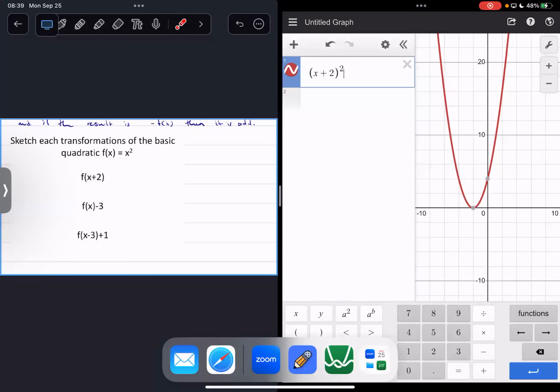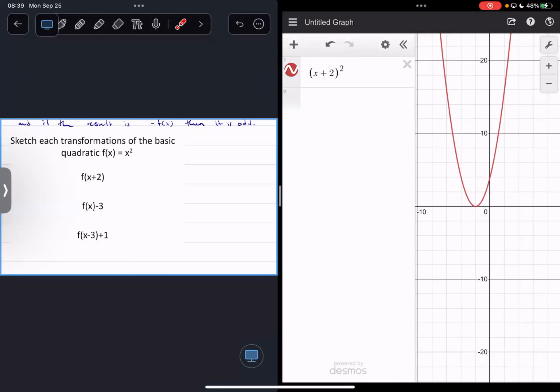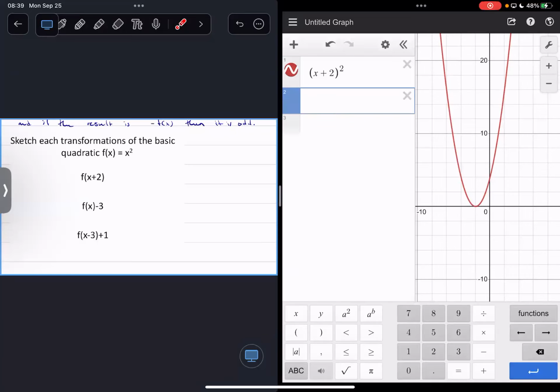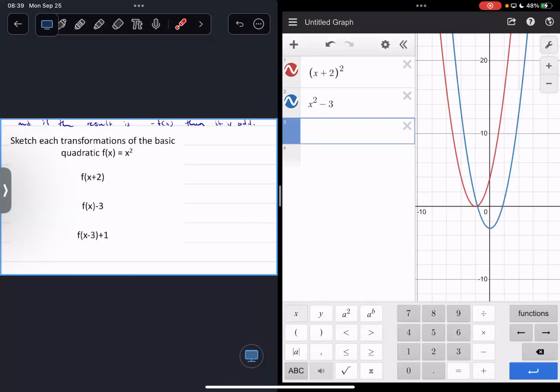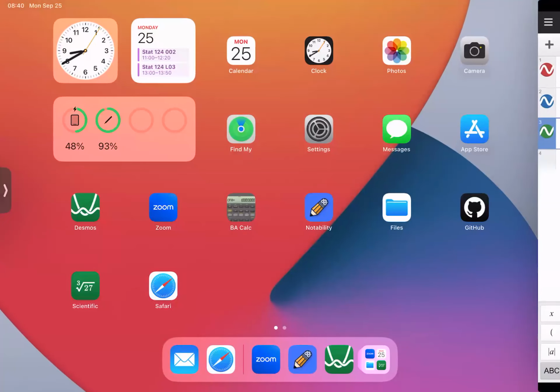Oh, because I squared it. Okay, let me just, you can't see it, but I'm punching them into Desmos. Curious to know how it shows up in the recording, if it shows this screen or my actual screen. X squared and then minus 3. And then X minus 3 squared and then plus 1. Mostly because I needed to see what these were all about.